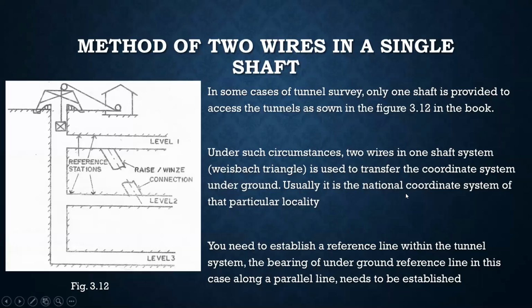Now we were discussing the method of 2 wires in 2 shafts, but there are certain instances in tunnel surveying where this is not possible, because especially in deep tunnels, they might have only one shaft, and some of the leaning tunnels might not have an end, like diamond mines, graphite mines, places like that.